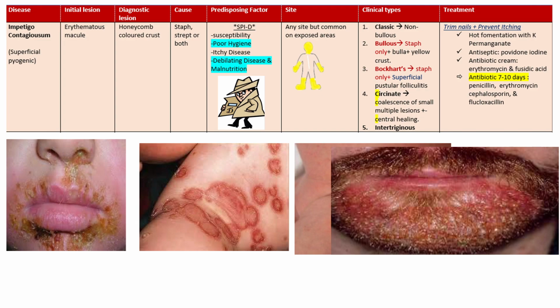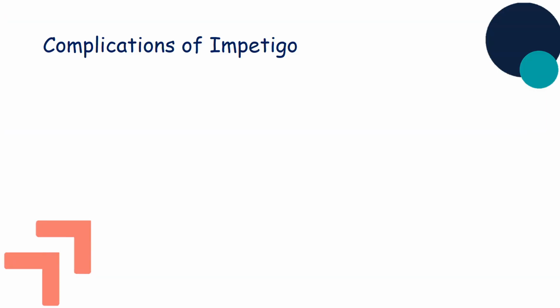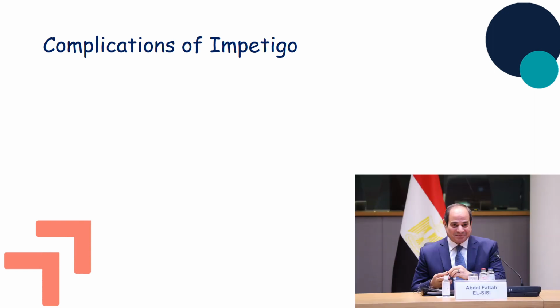For the systemic treatment, we will use antibiotics for 7 to 10 days, and we could use penicillin, erythromycin, cephalosporin, or even flucloxacillin. What about impetigo contagiosa complications?